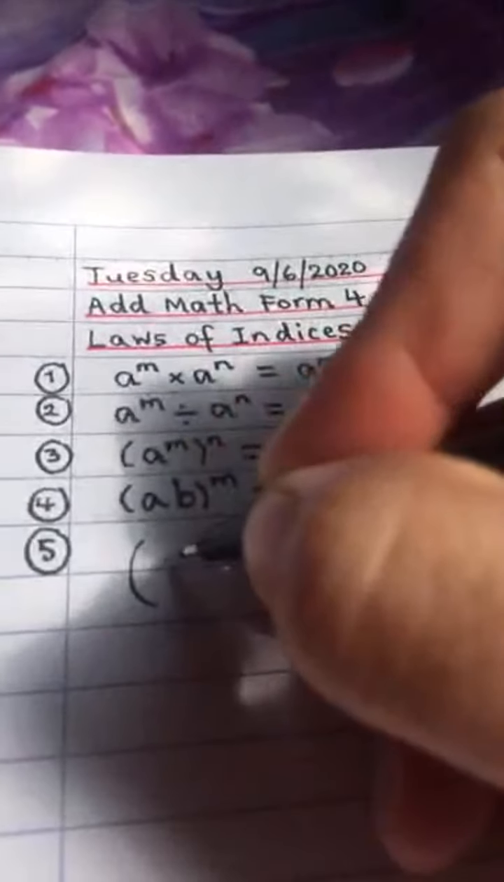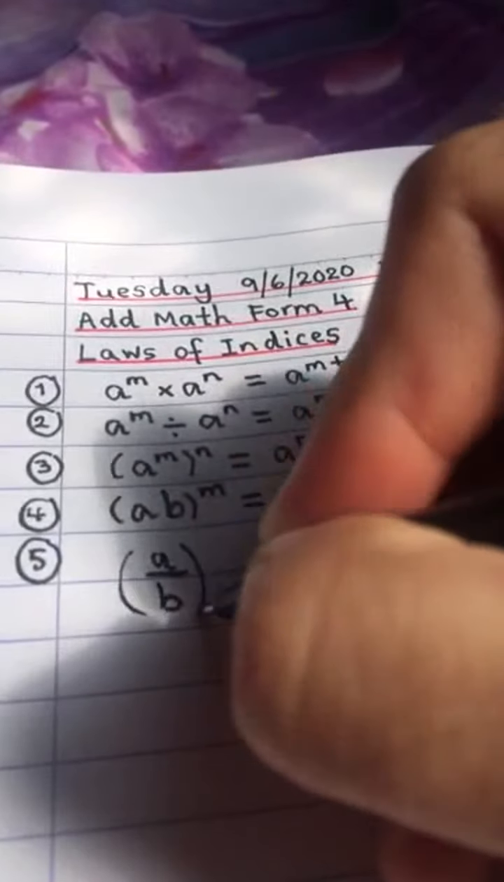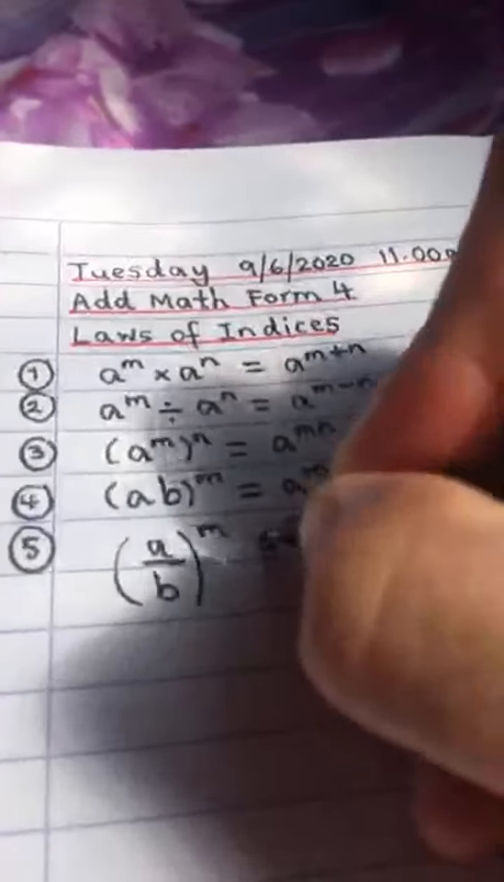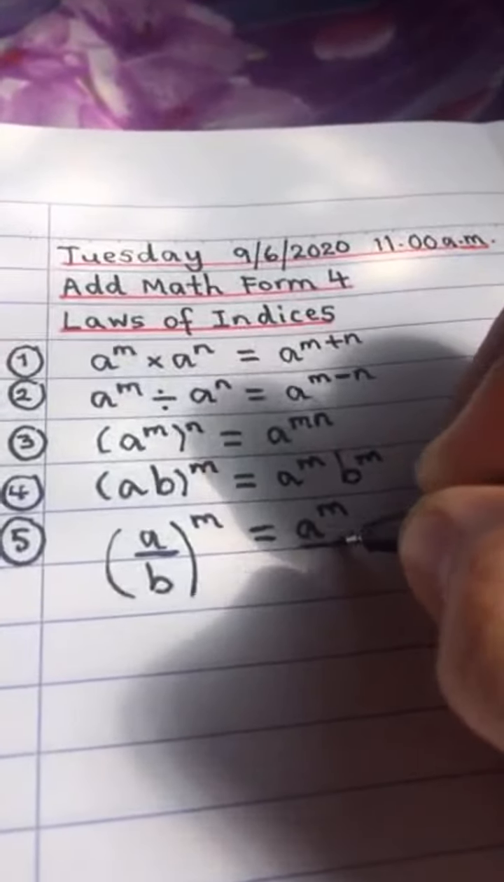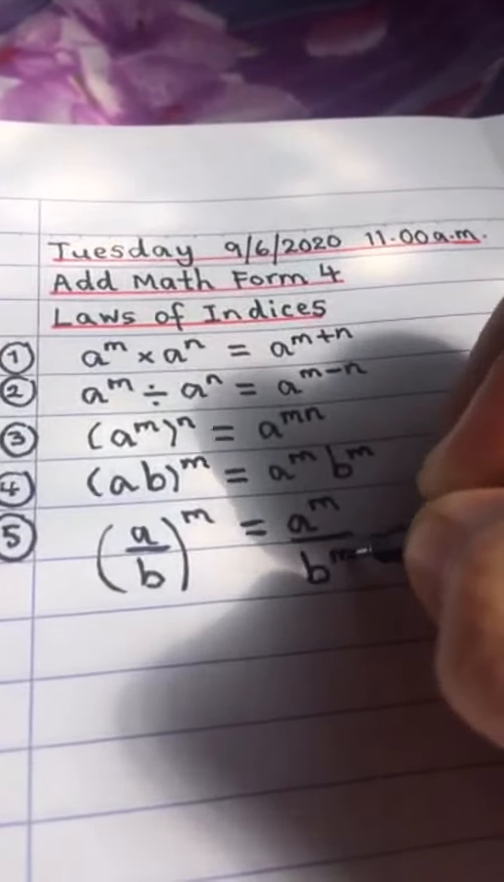Okay, the fifth law, when you have division, so you're going to have a bracket a over b, a divided by b, and then to the power of m. So when you open the bracket, you'll have a power m and then over b power m.